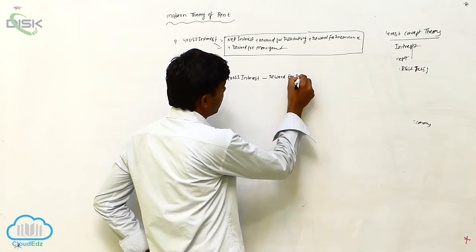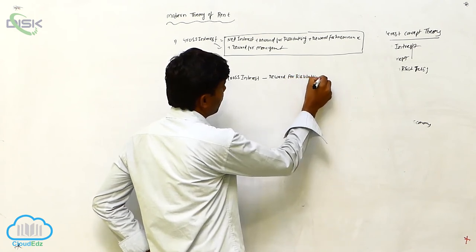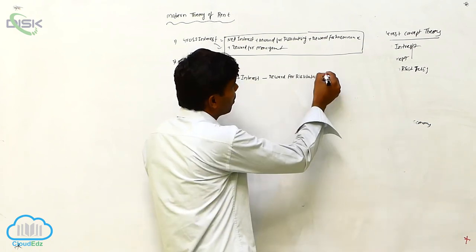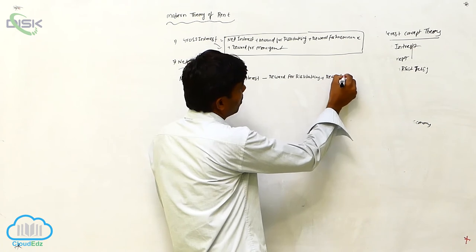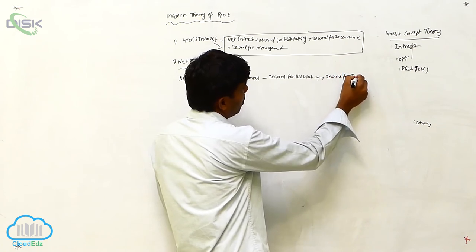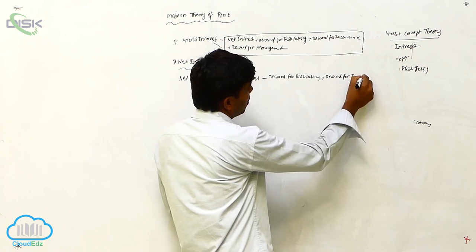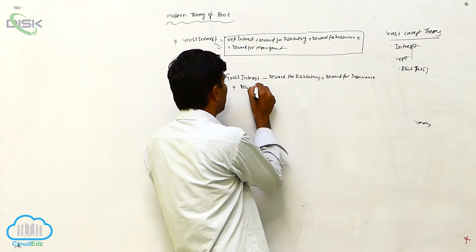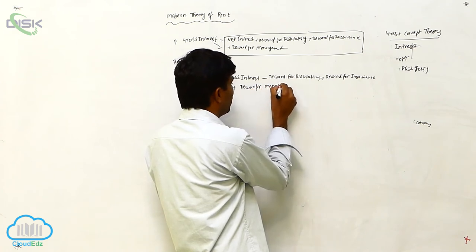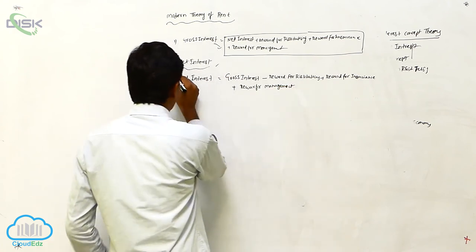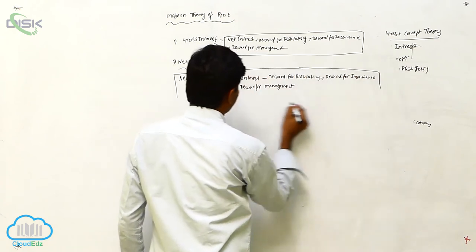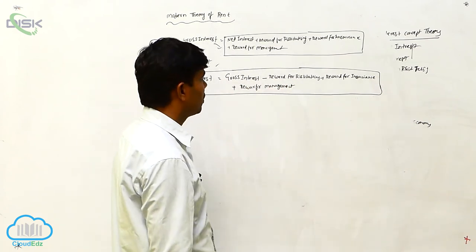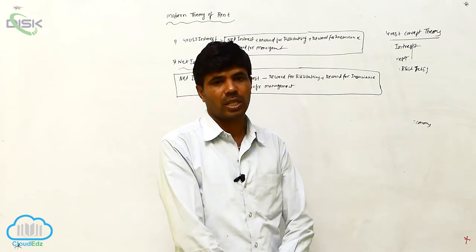reward for risk taking, reward for inconvenience, plus reward for management. So that is called net interest. Okay, so these are the types of interest. Next is theory of interest.